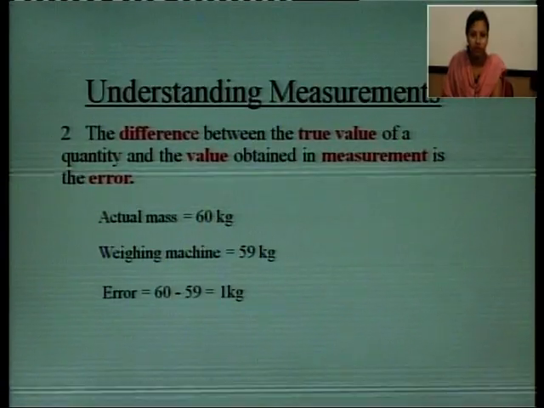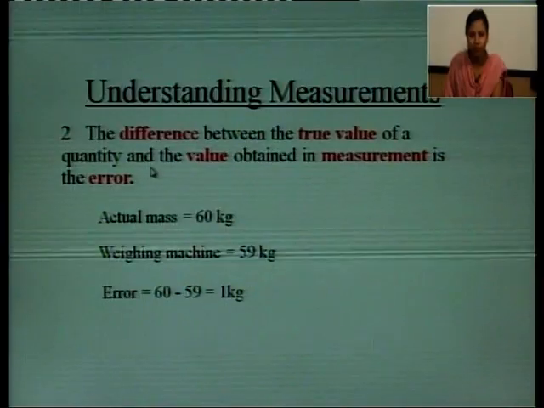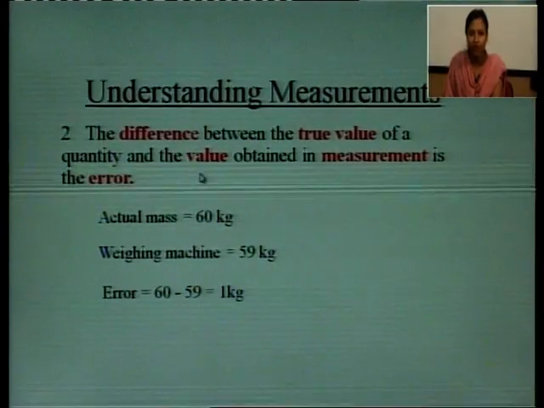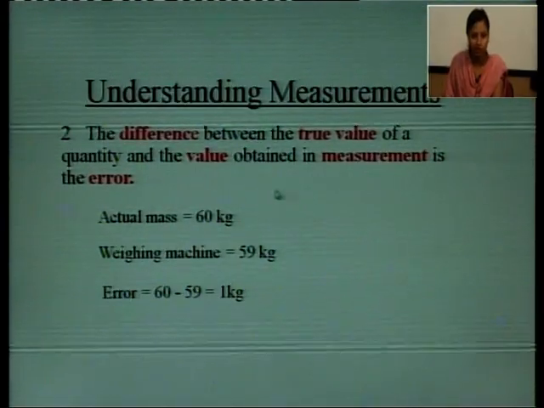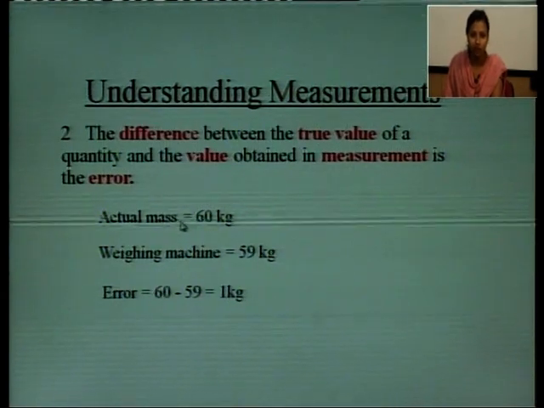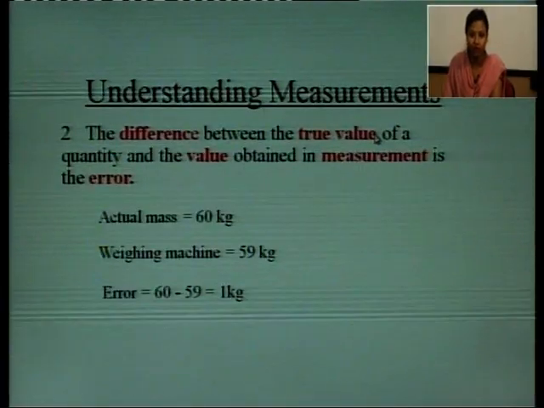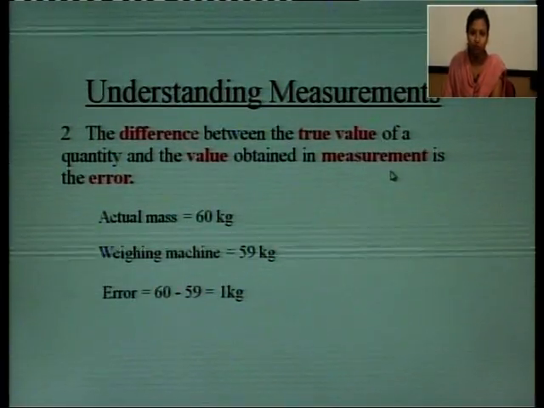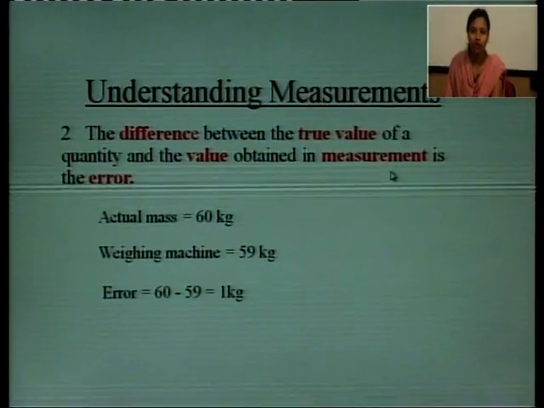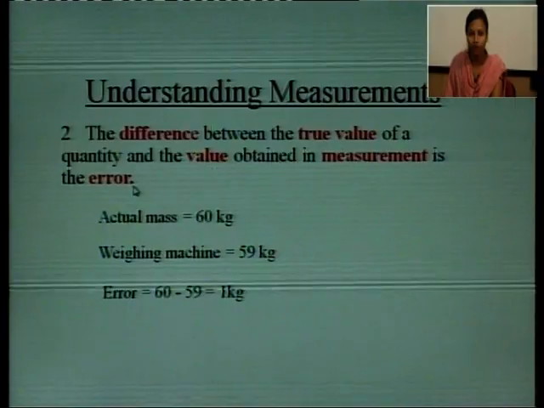So the difference between the true value of a physical quantity and the value obtained in the measurement is called error. If there is some difference between the true value of that physical quantity and its measured value, the difference between these two is called error.